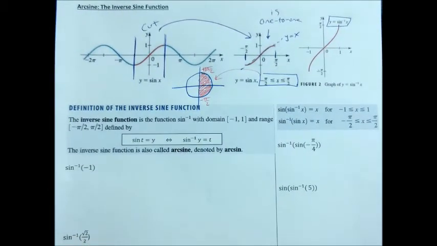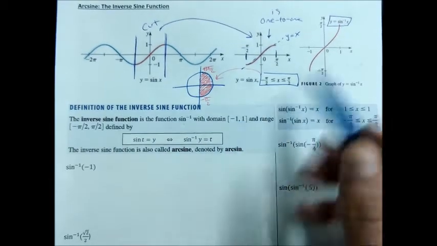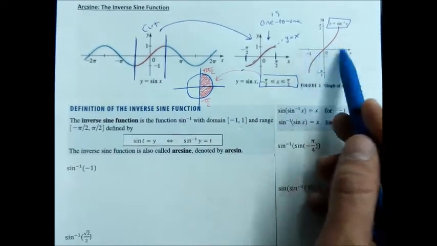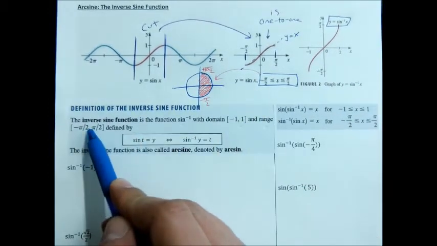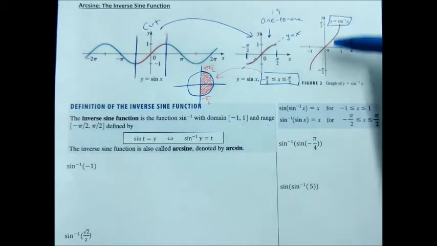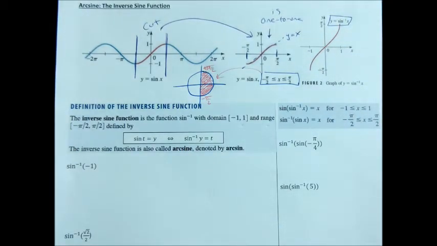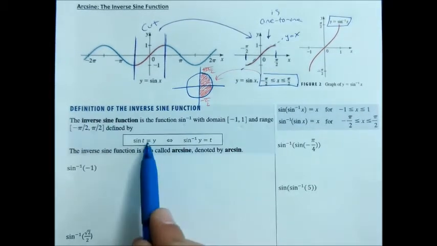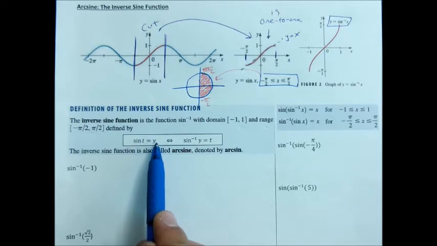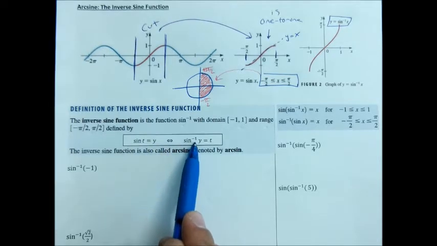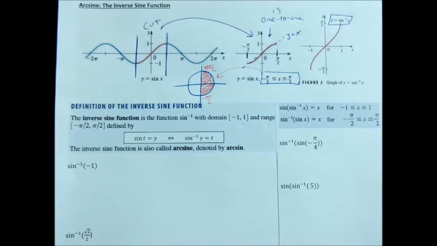So, we see that sine inverse has domain minus 1 to 1, right? You can just look at the graph. Look, the domain of this thing is only between minus 1 and 1. And we can see that the range is between minus pi over 2 and pi over 2. Again, just look at this graph. You can visually confirm the range and the domain. And then we have this relationship, right? This is the definition of an inverse. So if sine takes a t and sends it to the y, then the inverse takes that y and sends it back to the t, just like any other inverse function.